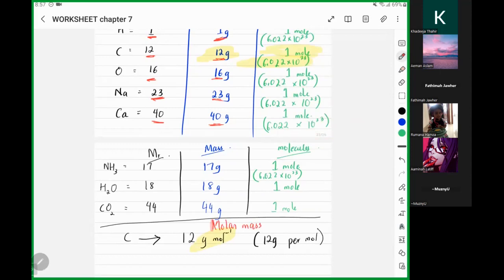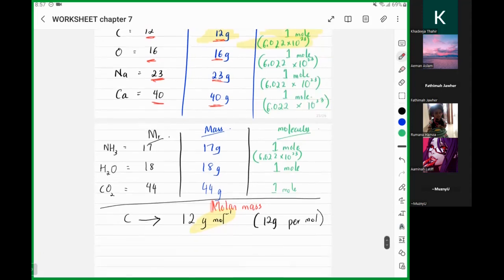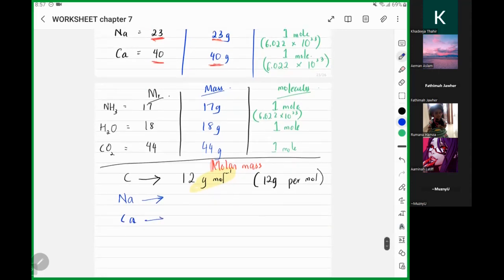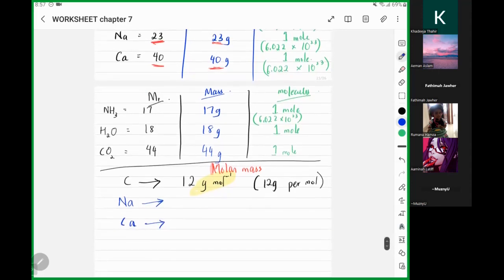What is molar mass basically? What's the mass of one mole of anything? So carbon is 12 grams per mole. Now can you look at the list and tell me carefully what is the molar mass of sodium? What is the molar mass of calcium? Sodium, 23 grams per mole. Very good. Calcium? 40 grams per mole. Very good, 40 grams per mole.